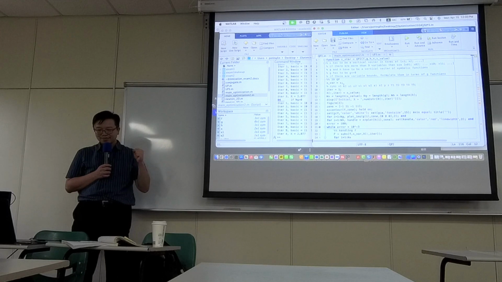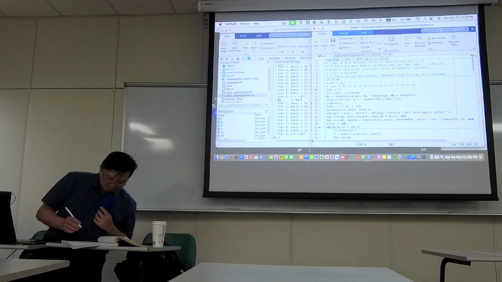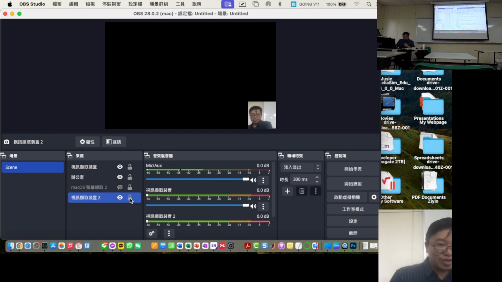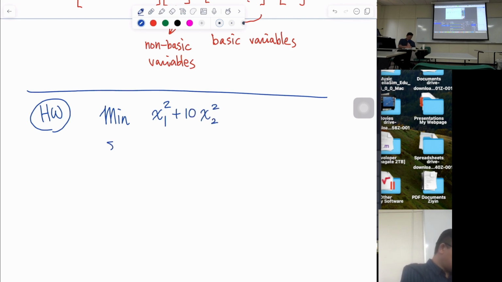I should give you homework. What do I do? Maybe try to solve a very simple problem. Try to solve: minimize x1 squared plus maybe 10 times x2 squared, subject to, let's see, let me get some inspiration from here. Maybe you can do a horizontal line. I think this line is good.